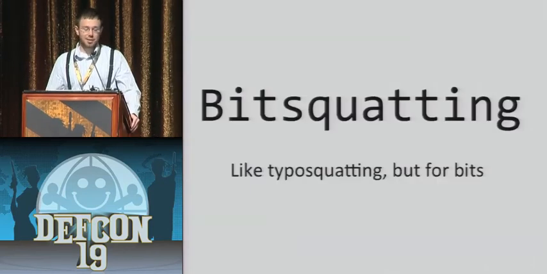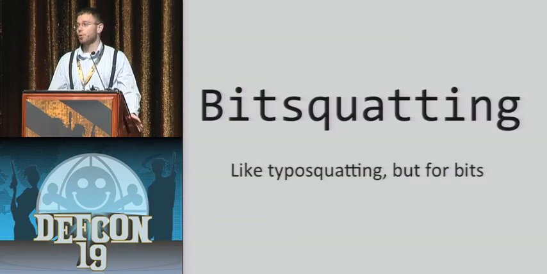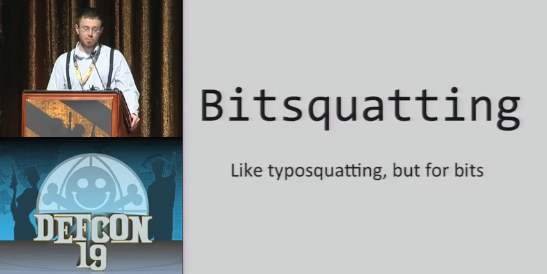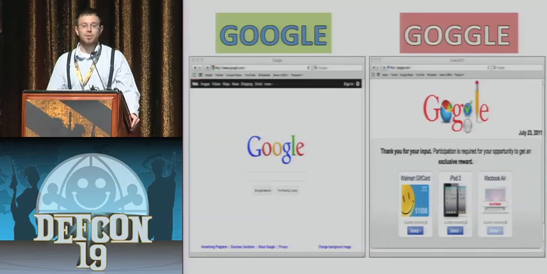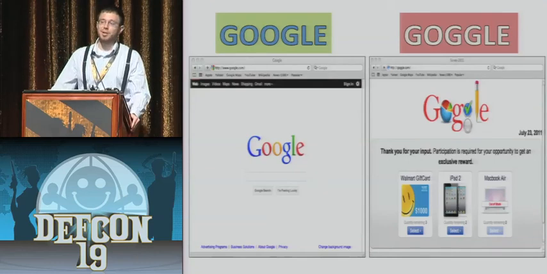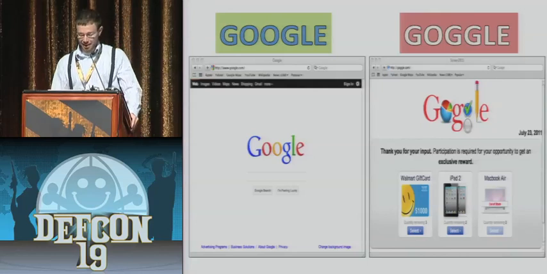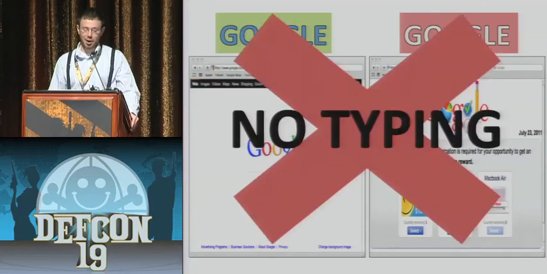Once again, the attack is called bit squatting. And it's called bit squatting because it's like typo squatting, but for bits. So, I'm assuming we're all familiar with typo squatting, but if not, here's a good example. Let's say you want to go to Google, which is a popular search engine, but you type an extra G, and you go to Goggle, where you can win Walmart gift cards, free iPads, but sorry, they're out of MacBook Airs. And this is not what I'm talking about.